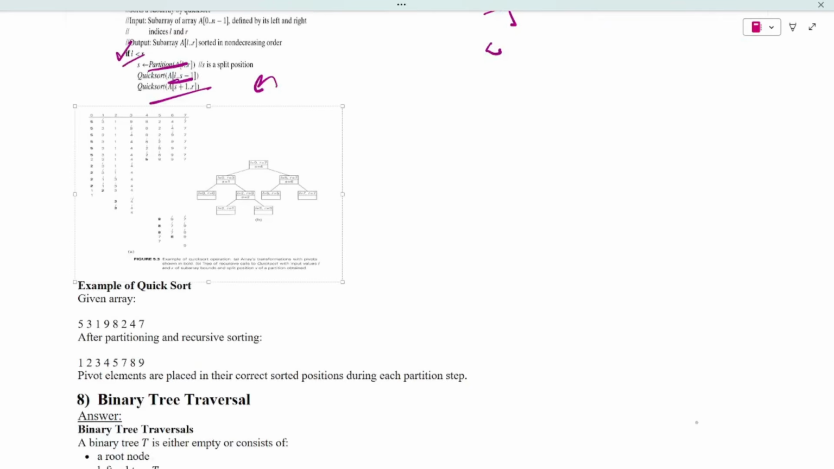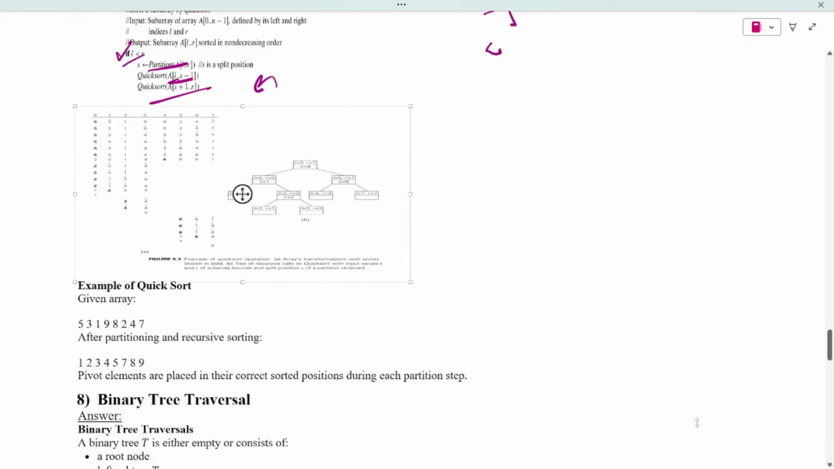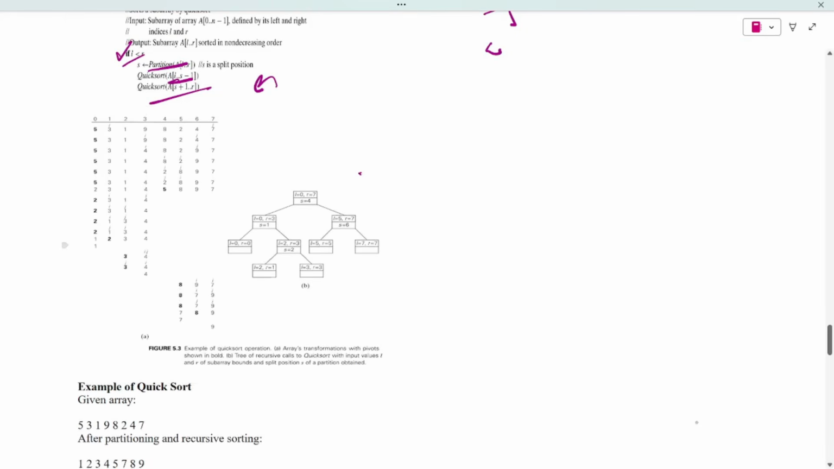Yeah, it was not visible. See, first you will be having 5, 3, 1, 5, 9, 8, 2, 4 and 7. You will be choosing any of the elements as the pivot element. Okay, first 1, 2, 3, 4. This is a sorted list.